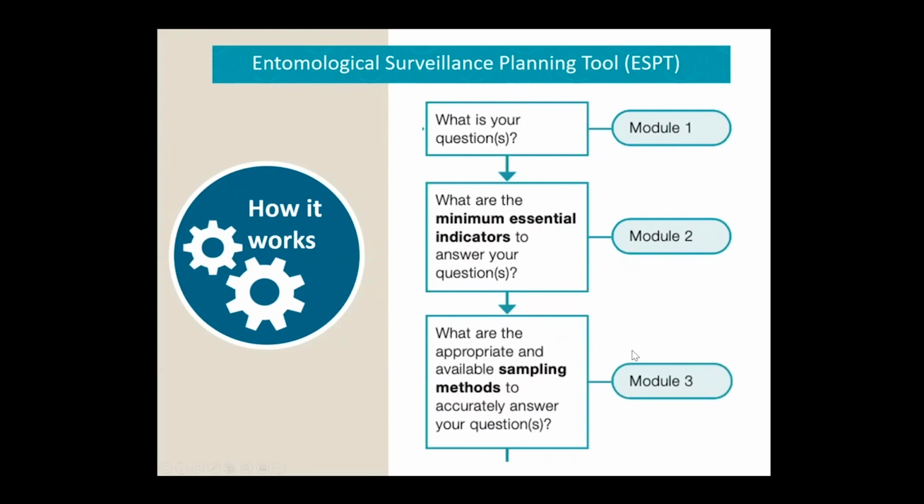In Module 3, it'll help you determine which sampling method or methods you should use to measure those indicators you selected in Module 2, and therefore accurately address your question from Module 1. For example, human landing catches, CDC light traps, or cow-baited tent traps.